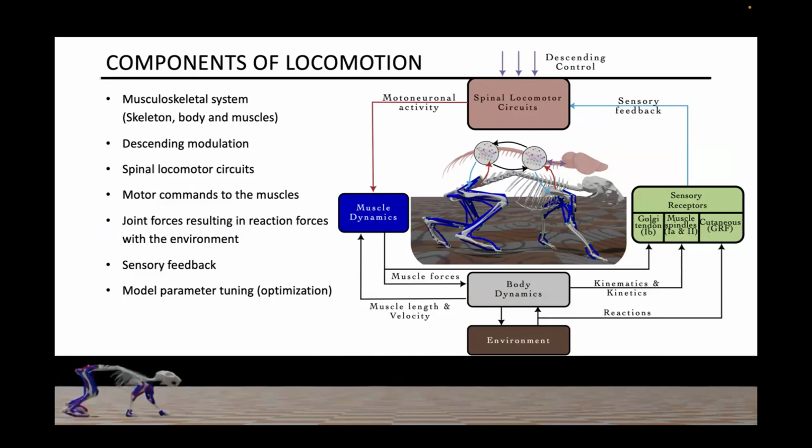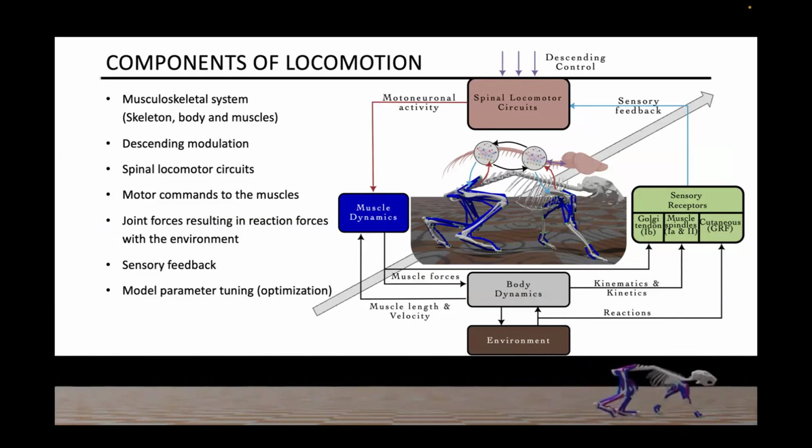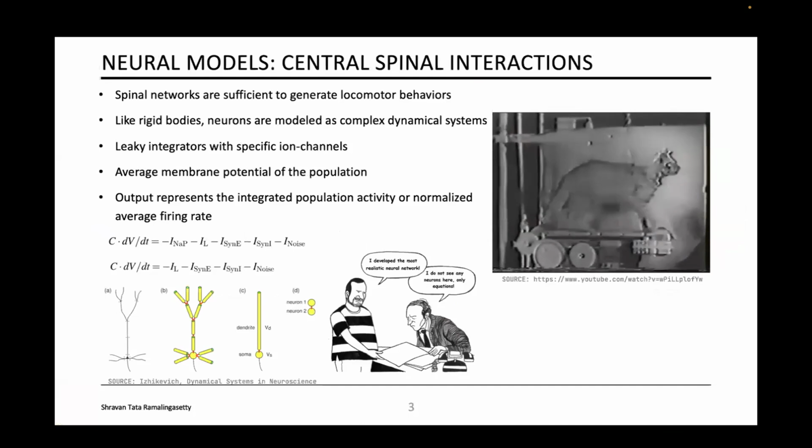This involves modeling the skeleton, the muscles, the nervous system, how the nervous system senses, and then the whole interaction with the environment itself, which can lead to locomotion. And of course, it's an open problem, which means there are many parameters that need to be tuned. So you need some sort of optimization or parameter space exploration.